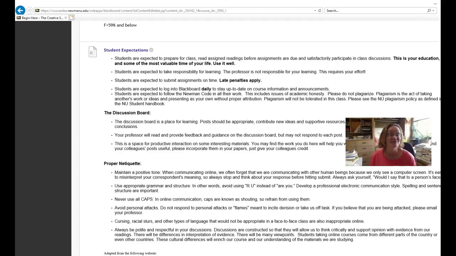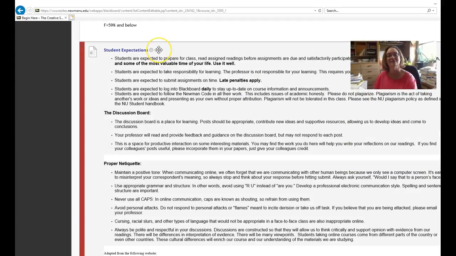So get going. There is a discussion board, as you can see, and the discussion board is a place for learning. It's a place to contribute ideas, add supporting resources, develop ideas, come to conclusions. I'll provide feedback on these discussion boards, both in the discussion board itself and on your grades. But please be productive, interactive. Let's have interesting materials here. It's not enough just to respond to someone else's presentation with a, hey, good job. Tell them why they did a good job. Extend the conversation. Rebut. Disagree in a civil way. But let's keep that conversation going as though we were actually in class.